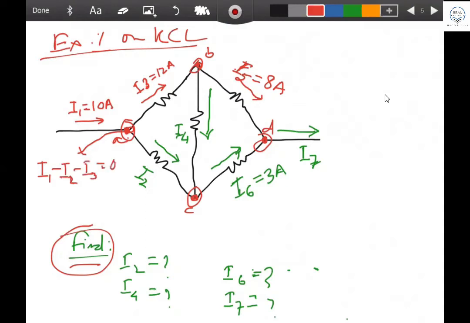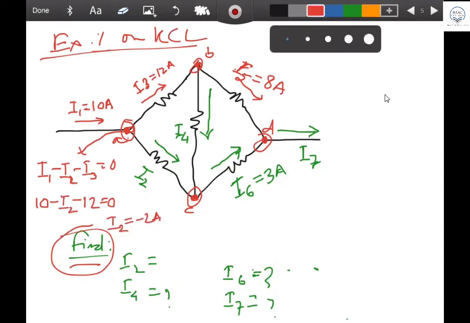That's what you got. Now, if you substitute the values, I1 is 10, minus I2, you have to find, and minus I3 is 12. What is the value of I2? Can you find it? Minus 2. Yes, I2 is minus 2 ampere. This is the answer to I2.